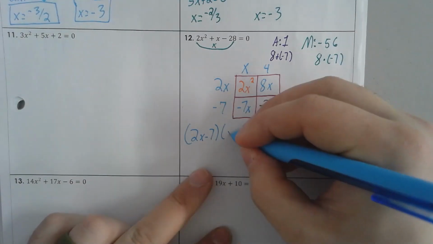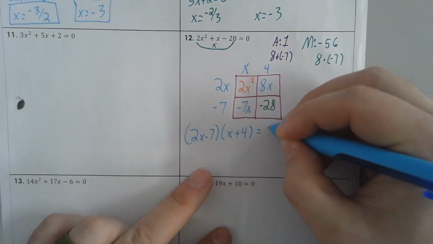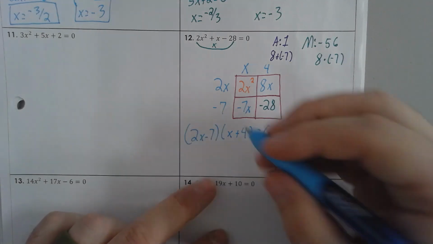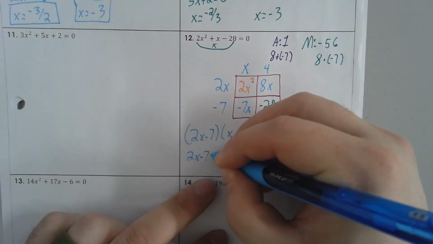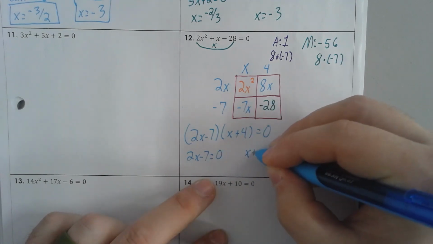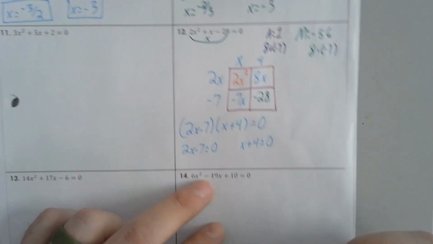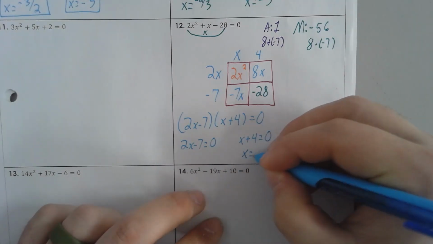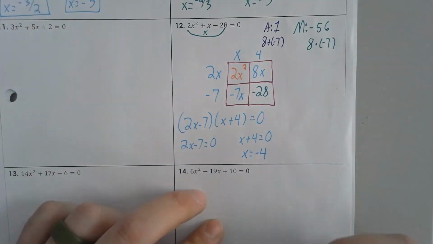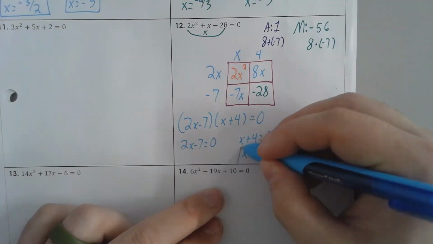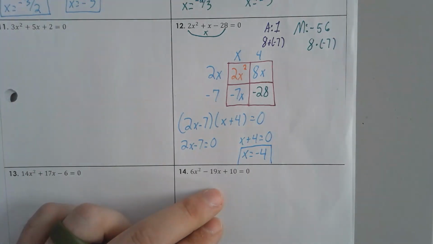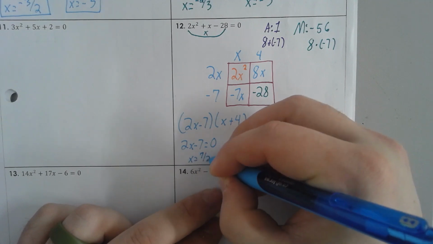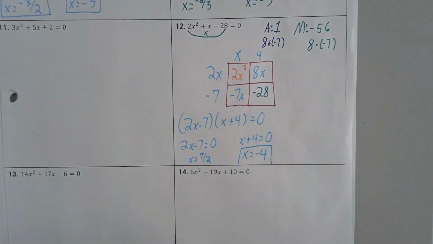So we put that in its factored form. Split them up. Set them equal to 0. We solve for x, we'll get x equals negative 4 on the right. And x equals 7/2 on the other side.